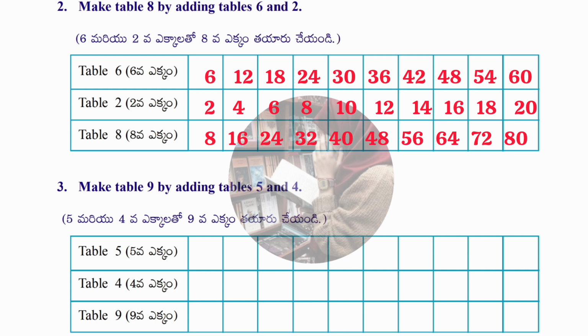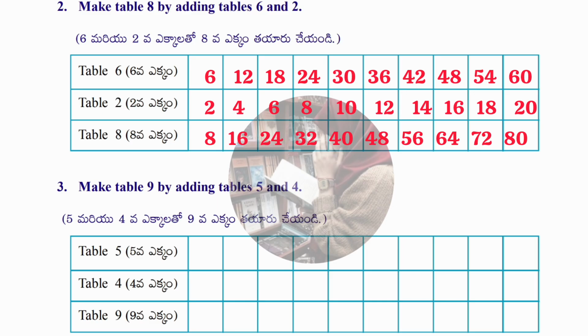8 1 is 8, 8 2 is 16, 8 3 is 24, 8 4 is 32, 8 5 is 40, 8 6 is 48, 8 7 is 56, 8 8 is 64, 8 9 is 72 and 8 10 is 80. Got it guys? Let's move on to the third one.